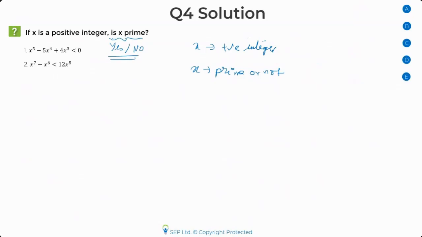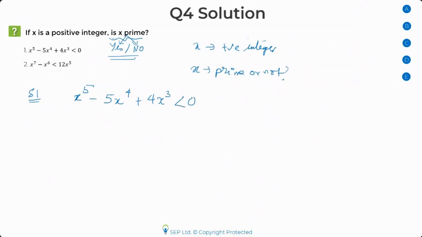As long as you can answer, that particular statement will turn out to be sufficient. If you cannot answer, then that statement is not sufficient. Okay, so this is the very basics of data sufficiency that you should definitely know. Now, we'll move to the first statement. There's nothing else that we can do except for this. So x to the power 5 minus 5x to the power 4 plus 4x cubed is less than 0.